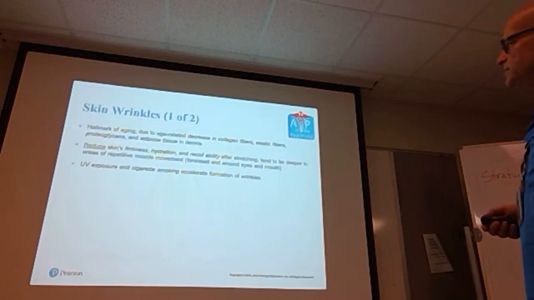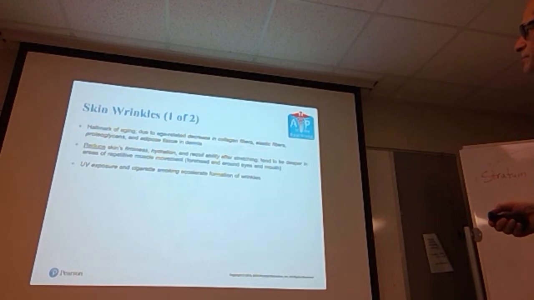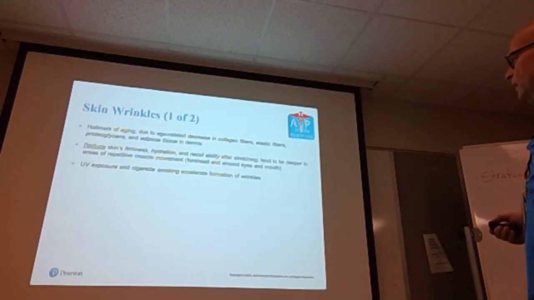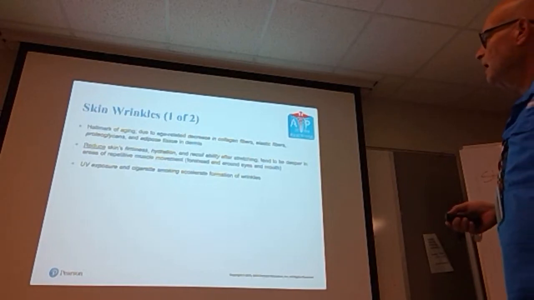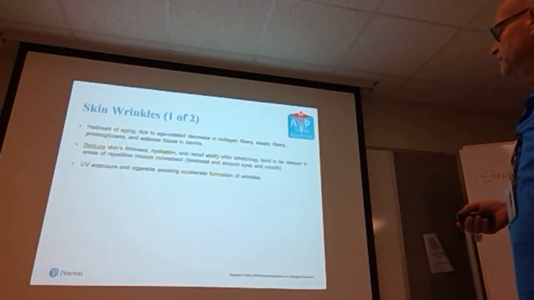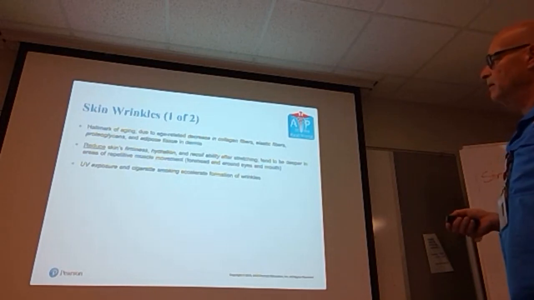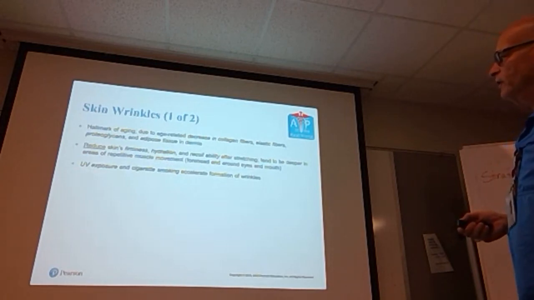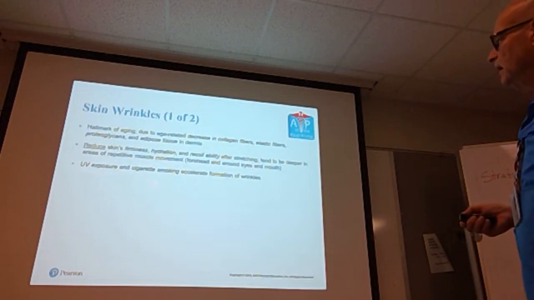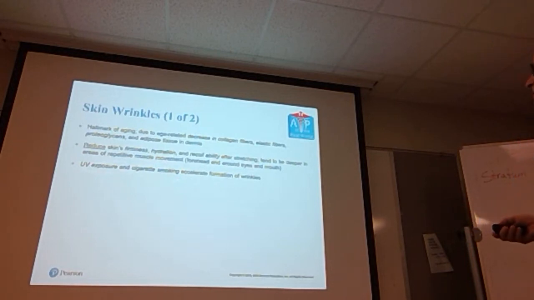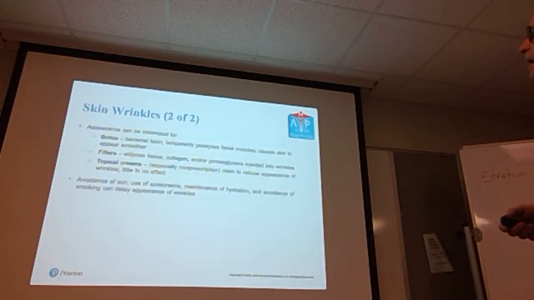Skin wrinkles, the hallmark of aging, are due to an age-related decrease in collagen fibers, elastic fibers, proteoglycans, and adipose tissue. It reduces the skin's firmness, hydration, and recoilability. They tend to be deeper in areas of repetitive muscle movement, such as the forehead, around the eyes, and the mouth. Things that can make wrinkles worse and make them appear earlier: overexposure to UV light and cigarette smoking can lead to early formation of wrinkles.